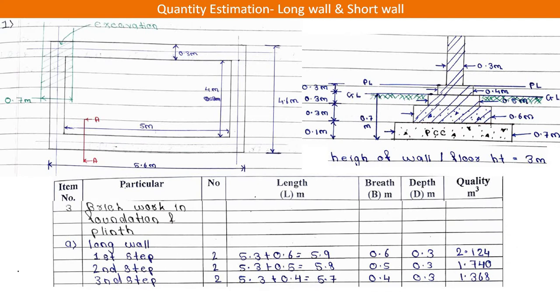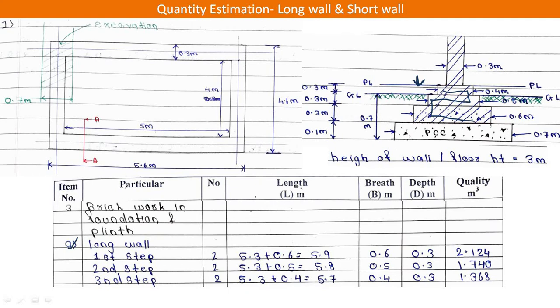Now let us see the other quantity estimation, for brickwork in foundation and plinth. So we have to calculate the quantity of brickwork. For the brickwork, which means this portion and this portion, up to the plinth we have to calculate, so we have to consider up to this point only.